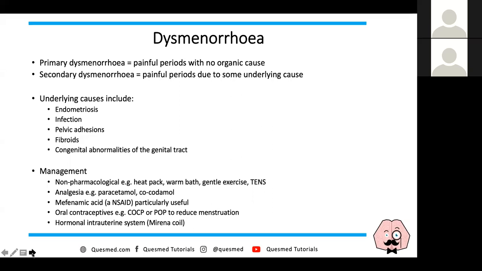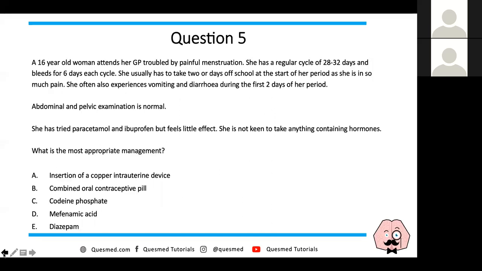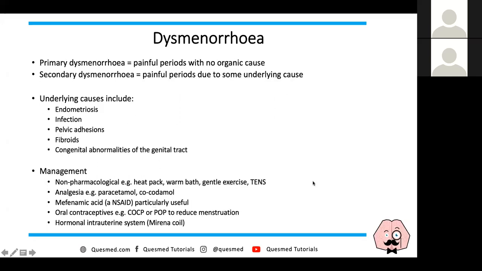Oral contraceptives, yep, we might want to consider starting an oral contraceptive because this can reduce menstrual blood loss. It can reduce period pains. I think this woman in the scenario said that she didn't want to consider anything containing hormones. So we'd want to stay away from the combined oral contraceptive pill for her because she doesn't want to have any hormones. For the same reason, I would want to talk about a Mirena coil. At 16, she might not even have heard of a Mirena coil because they are absolutely fantastic at reducing menstrual blood loss and reducing painful periods.